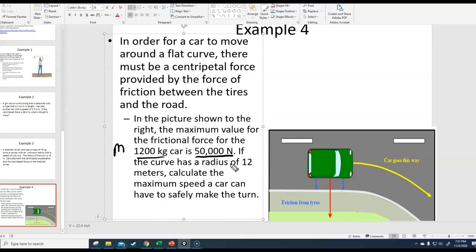Now remember, in this situation, the centripetal force is provided by the force of friction. So when they give us the force of friction as 50,000, they're actually giving us the centripetal force. And then they also give us the radius is 12 meters. And what they're looking for is calculate the maximum speed, so that's v, that's our unknown, a car can have to safely make the turn. Alright, so we have our equation for centripetal force, mv squared over r.